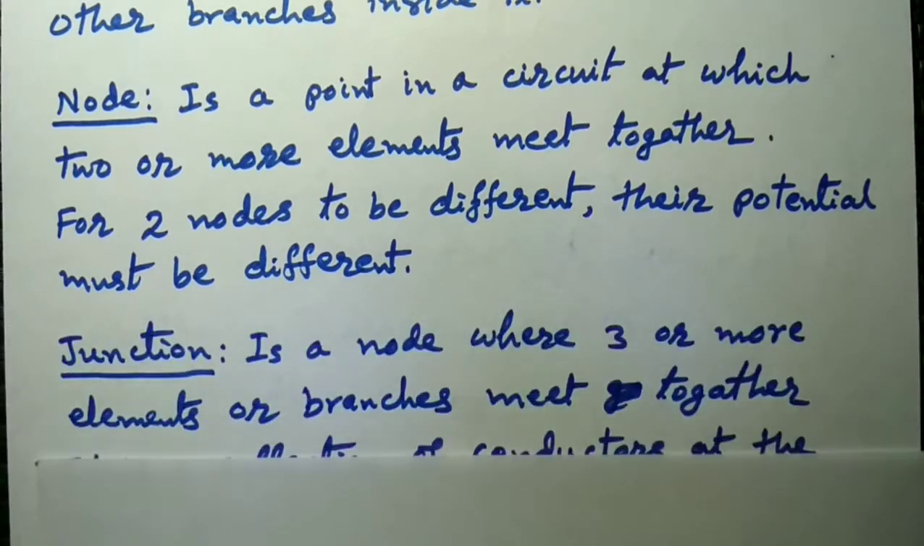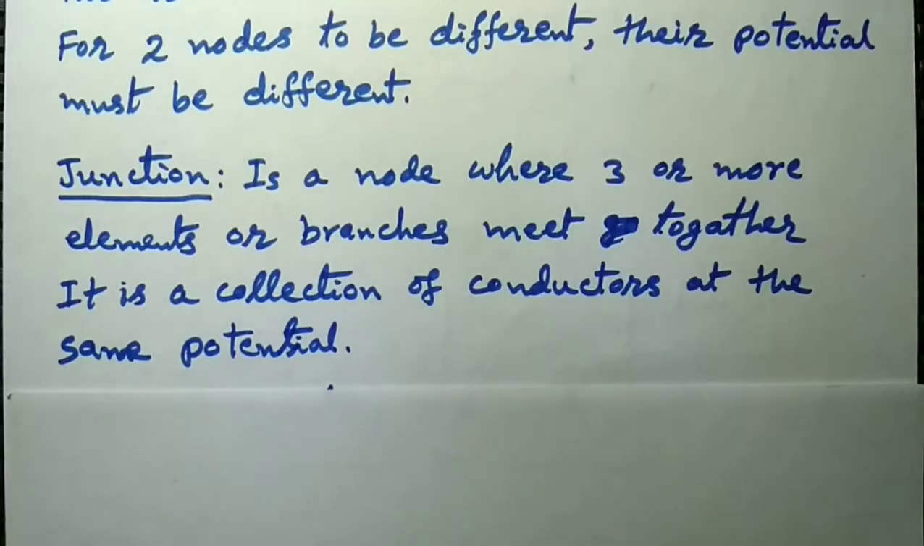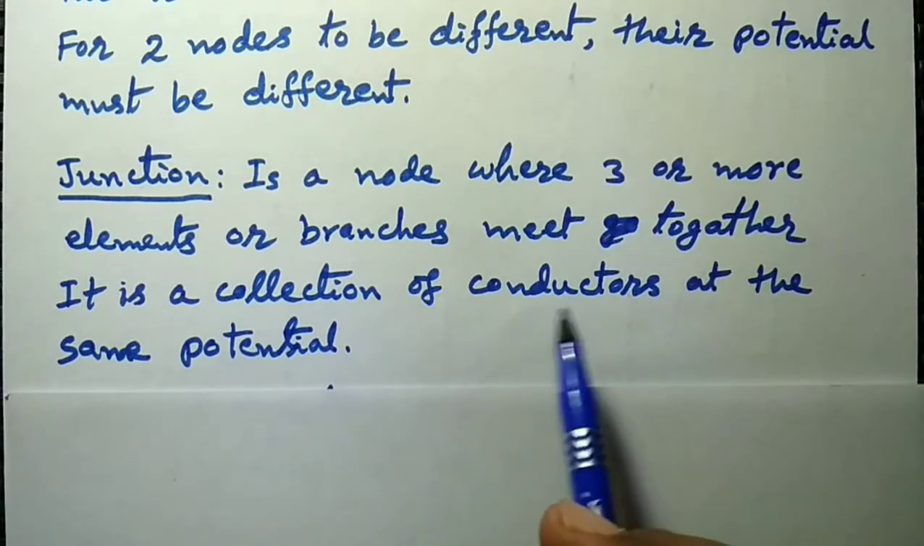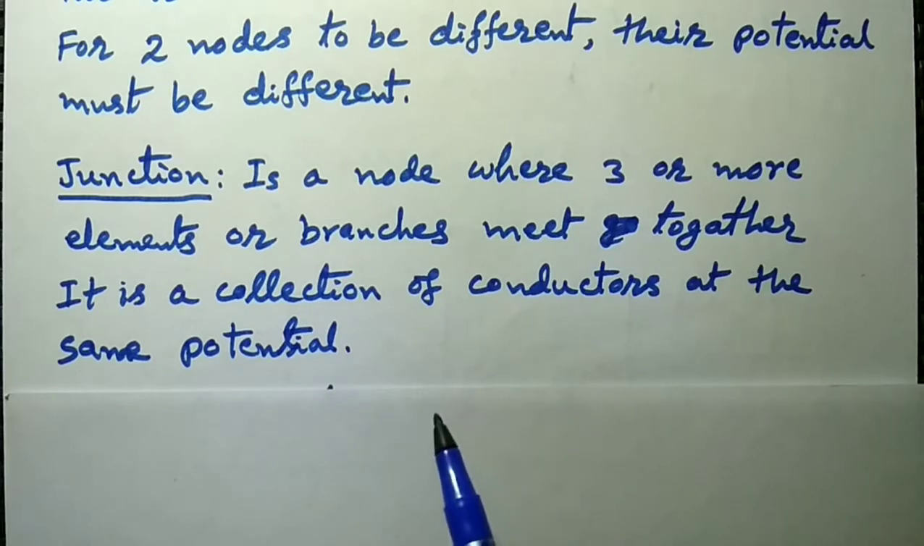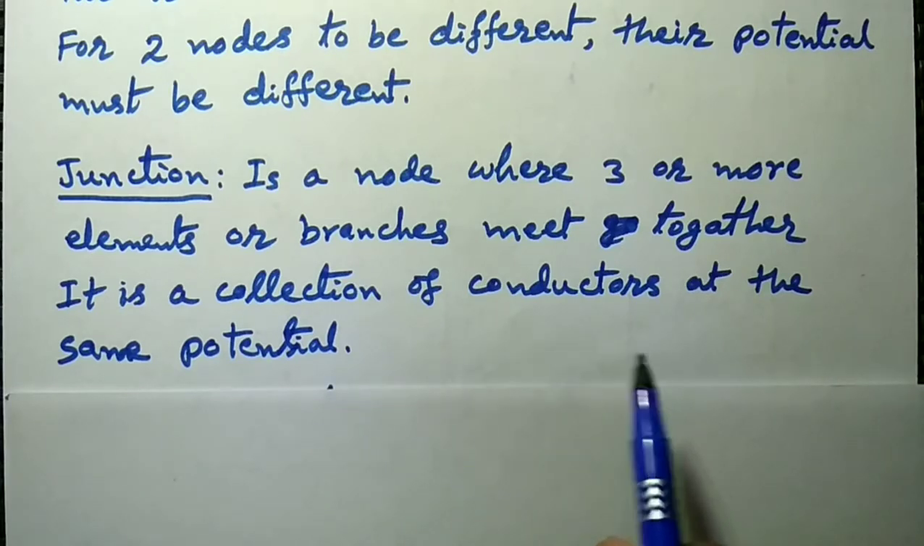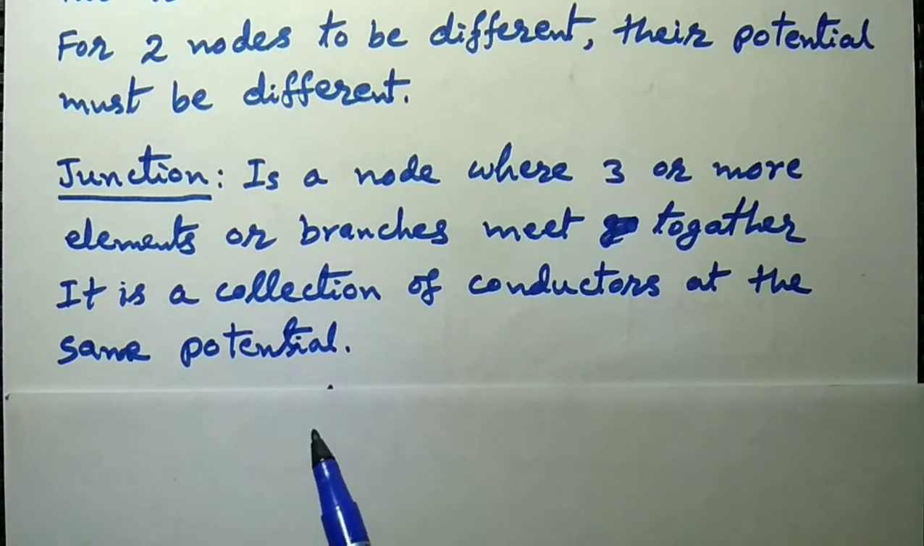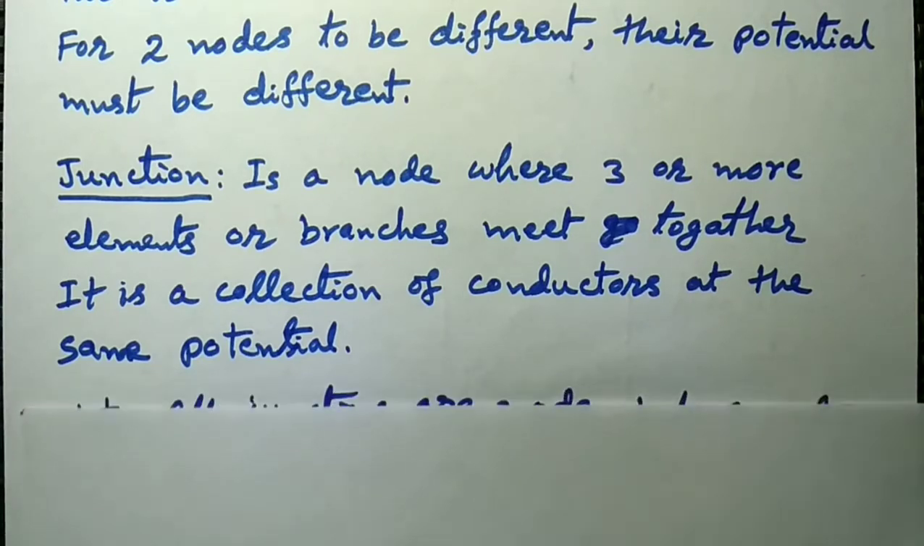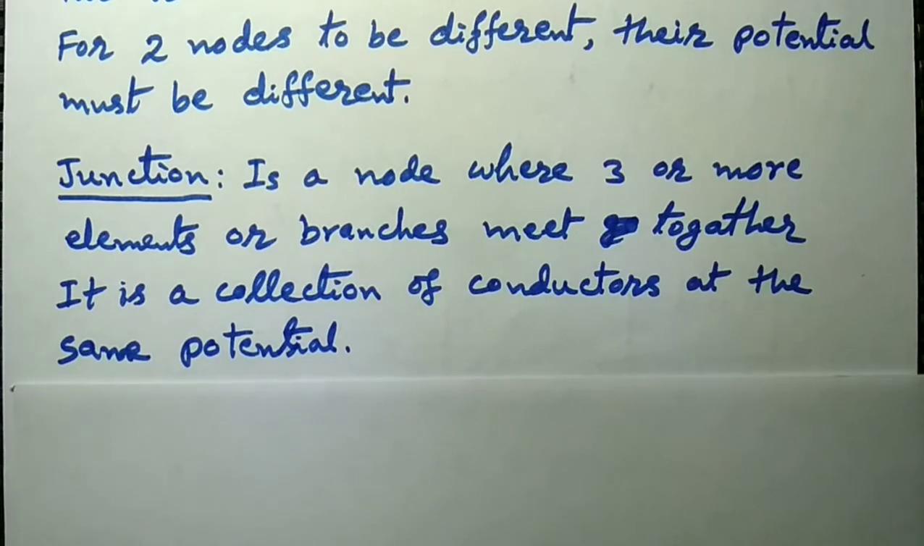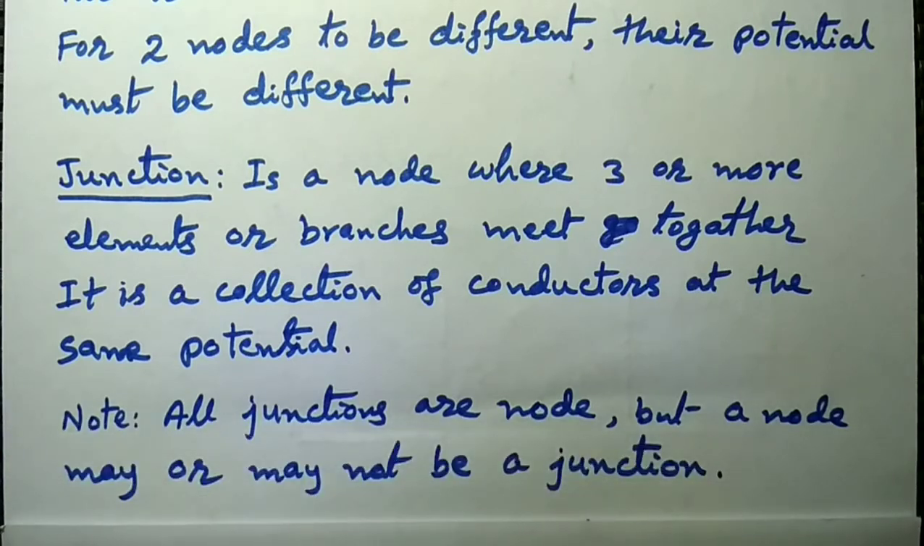The next definition is called the junction. A junction is also a node, or a point where three or more elements or branches meet together. So it is basically considered as a collection of conductors at the same potential. Remember one thing: all junctions can be considered as nodes, but all nodes cannot be considered as junctions, because a junction is where three or more branches are connected, while a node is where two or more branches are connected.